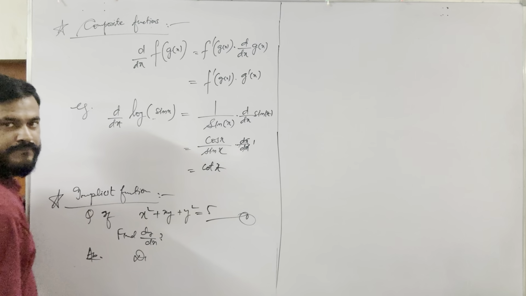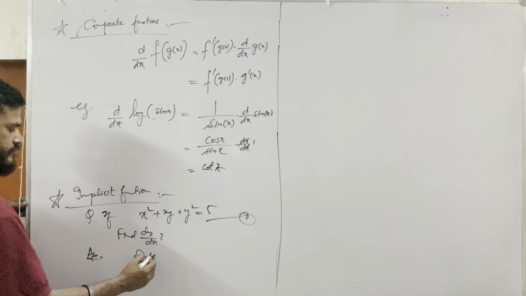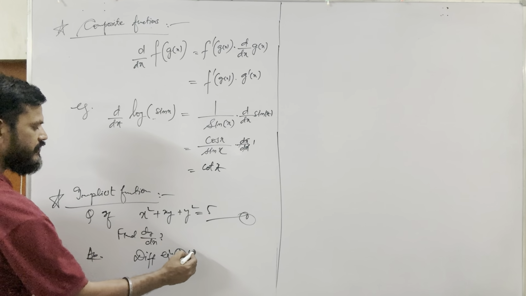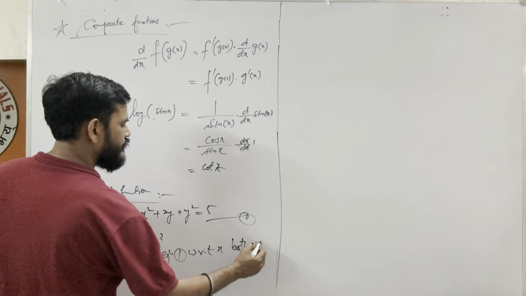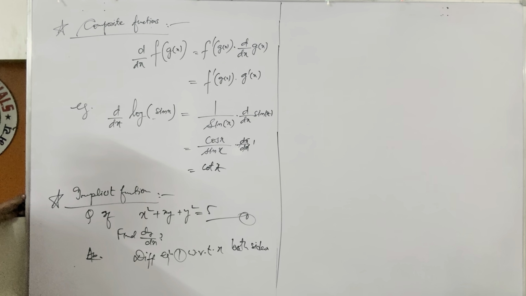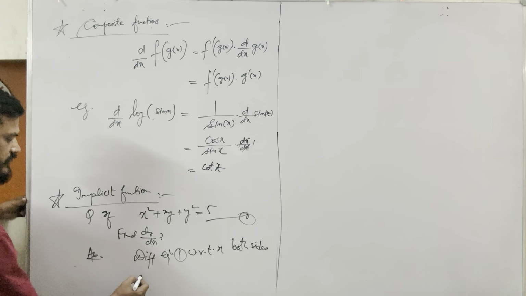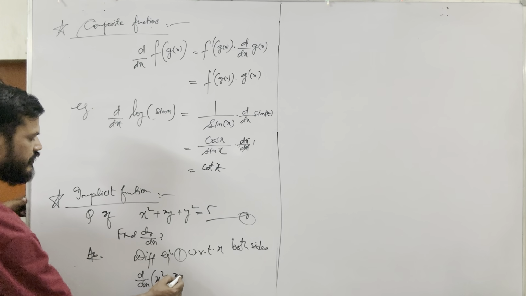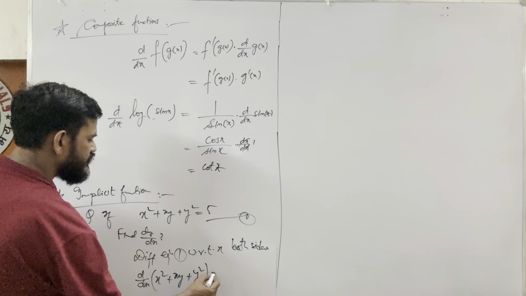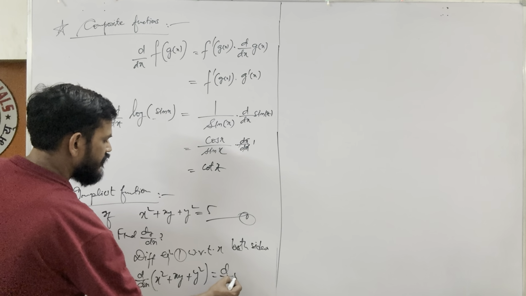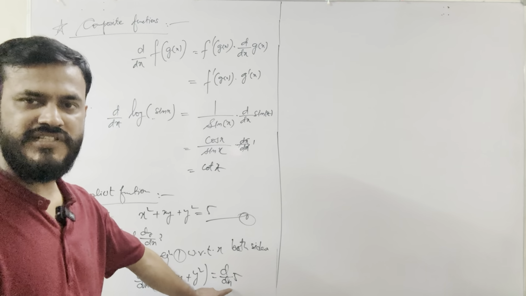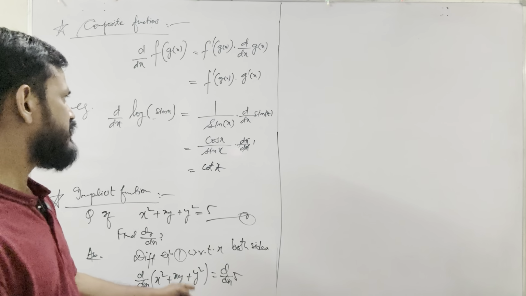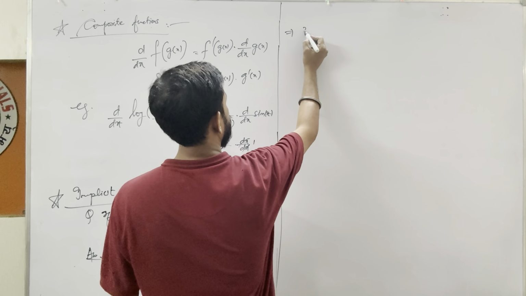Differentiating equation 1 with respect to x both sides. So what we get? d/dx of x² + xy + y² equals d/dx of 5. Now on the right hand side we have a constant, its differentiation will be 0, but on the left hand side we can differentiate. So what we get?